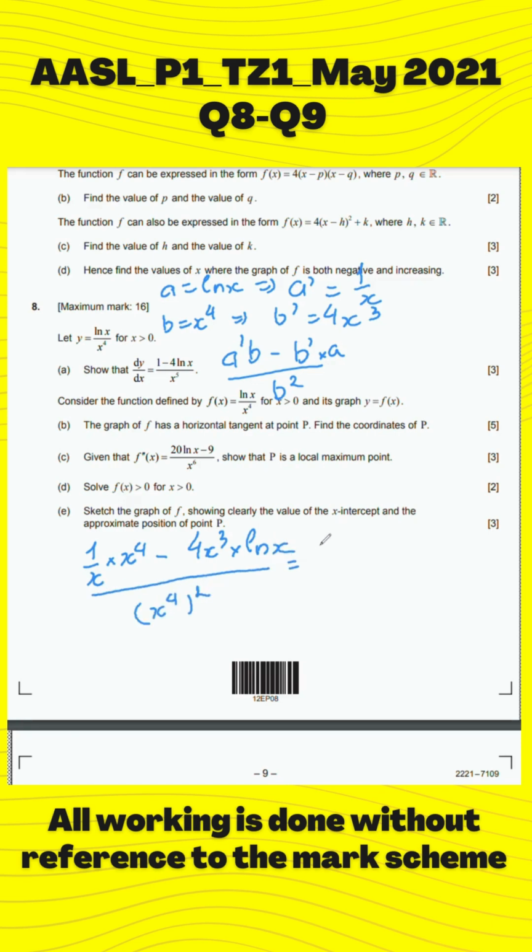So we will have x cubed minus 4x cubed ln x, divided by x to the power 8. Simplify everything with x cubed. We will have 1 minus 4 ln x divided by x to the power 5.